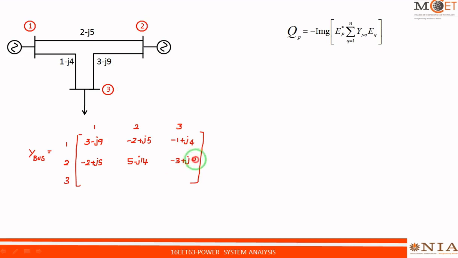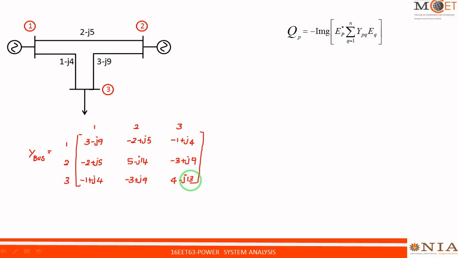Similarly, between 3 and 1, I have 1 minus J4, so taking the complex conjugate, that becomes minus 1 plus J4. And between 3 and 2, I have 3 minus J9, and the complex conjugate becomes 3 plus J9. At bus 3, two elements, 1 minus J4 and 3 minus J9, are connected. Adding these two, that becomes 4 minus J13.